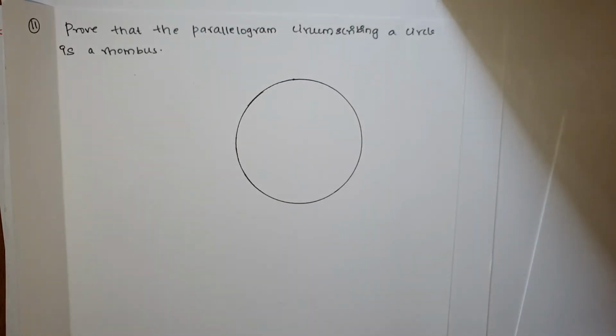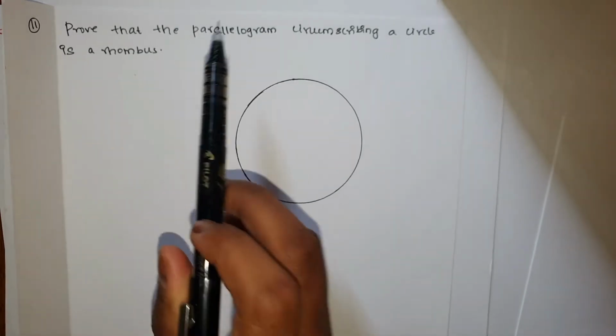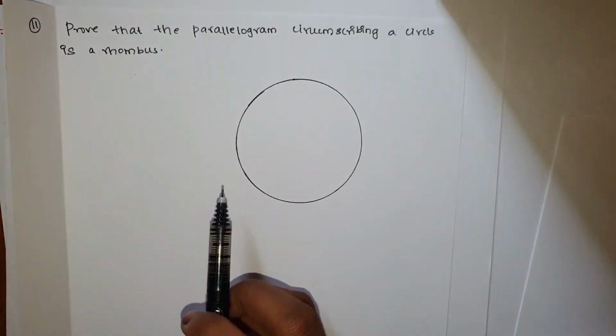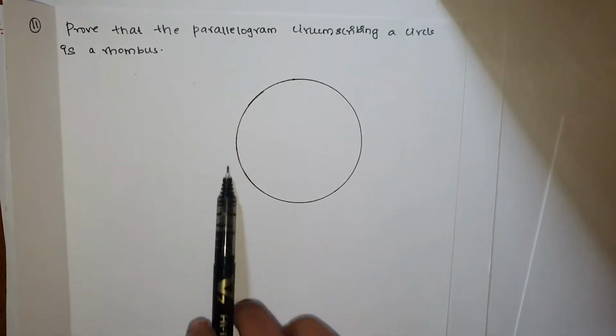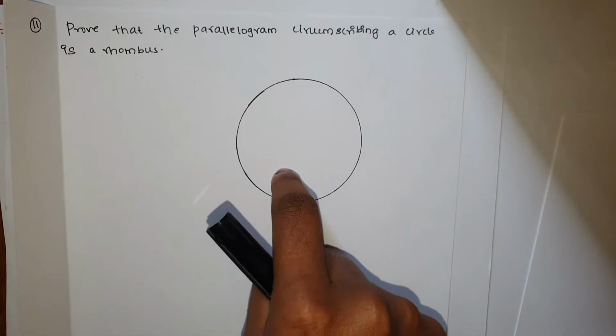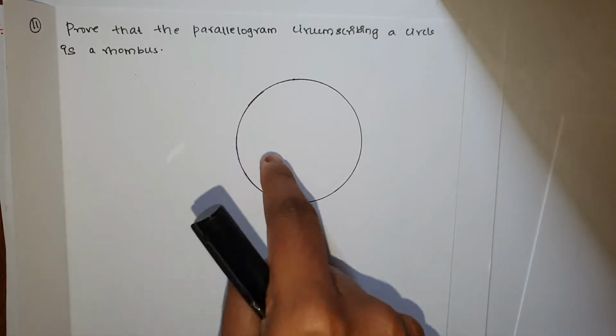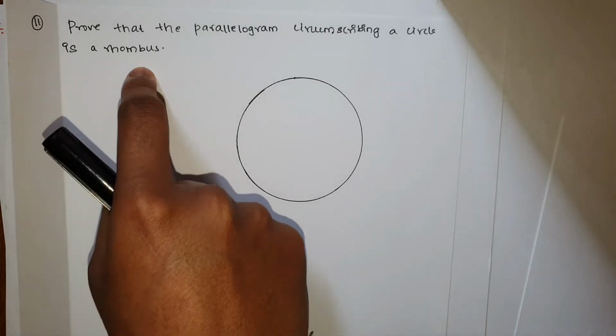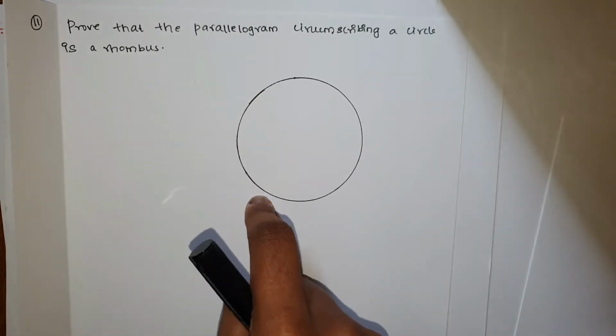We are discussing exercise 10.2 of class 10 circles chapter. Now we can move on to question number 11. Prove that the parallelogram circumscribing a circle is a rhombus. So, a circle is inside a parallelogram and we have to prove that particular parallelogram is a rhombus. Okay, what is a rhombus?